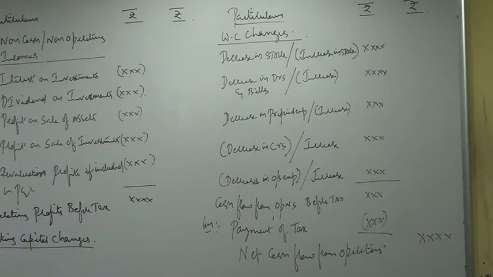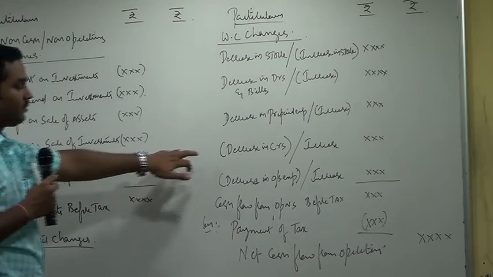Then decrease in prepaid expenses. Prepaid expenses are reducing, that means you have liquidated them during the year. Increase in prepaid expenses, you already gave advance, now it is increasing further. That means you are paying more and more cash in advance. Outflow. So decrease means inflow without brackets. Increase in current assets means outflow within brackets. Clear?